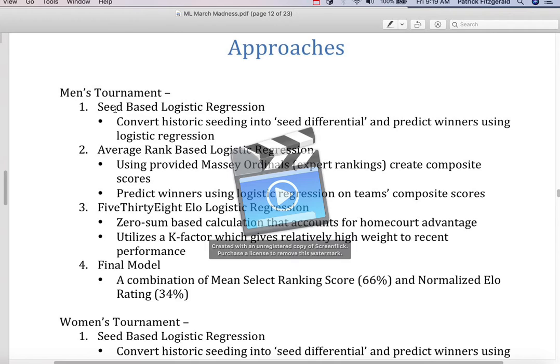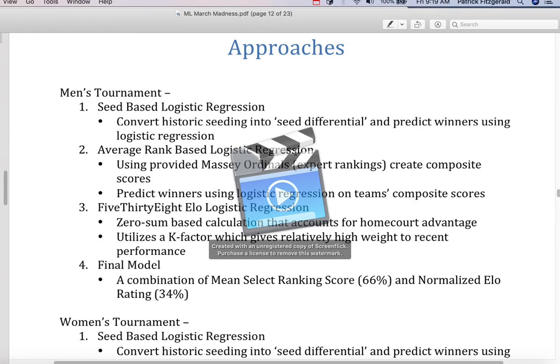It started with seed-based logistic regression, basically just converting historic seeding into seed differential and predicting winners using logistic regression. It was a really simple, straightforward approach. Surprisingly effective. Like I said, typically the higher ranked teams do better, which is not surprising. However, this model can be improved on, and we'll see that come into play.